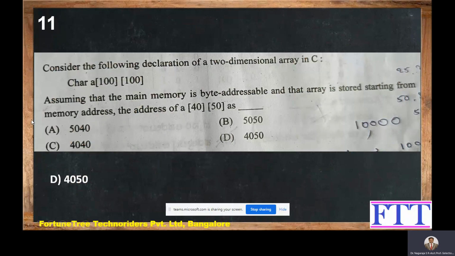So here the address is missing. Hope you may get the grace marks. So move to the 12th question.